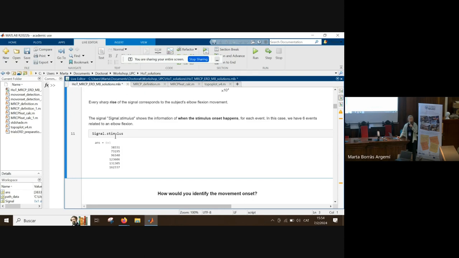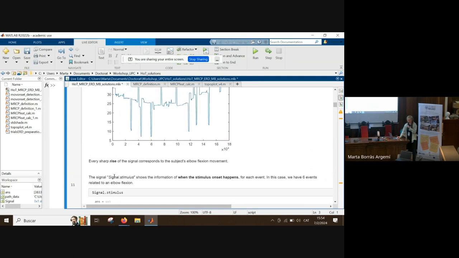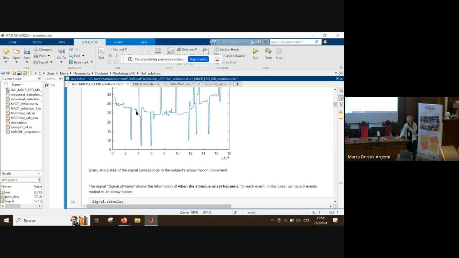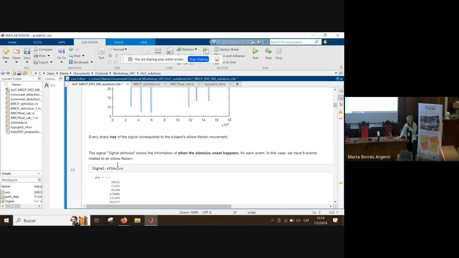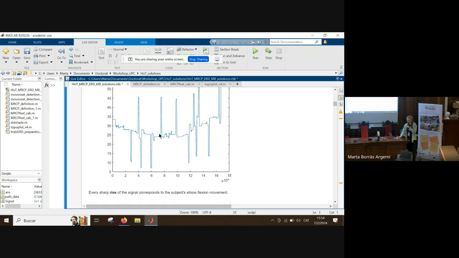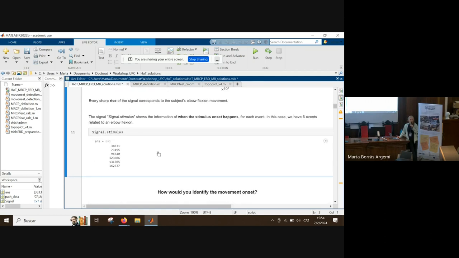Okay. So, we also have the information of when the stimulus happened. As I said, the stimulus are synchronized with the EEG, and here we have the sample of each stimulus, which should appear more or less right before the movement. So the sample here should be here. The second sample should be more or less here, okay? And this is important information because it will help us to detect this movement onset. Are you following?